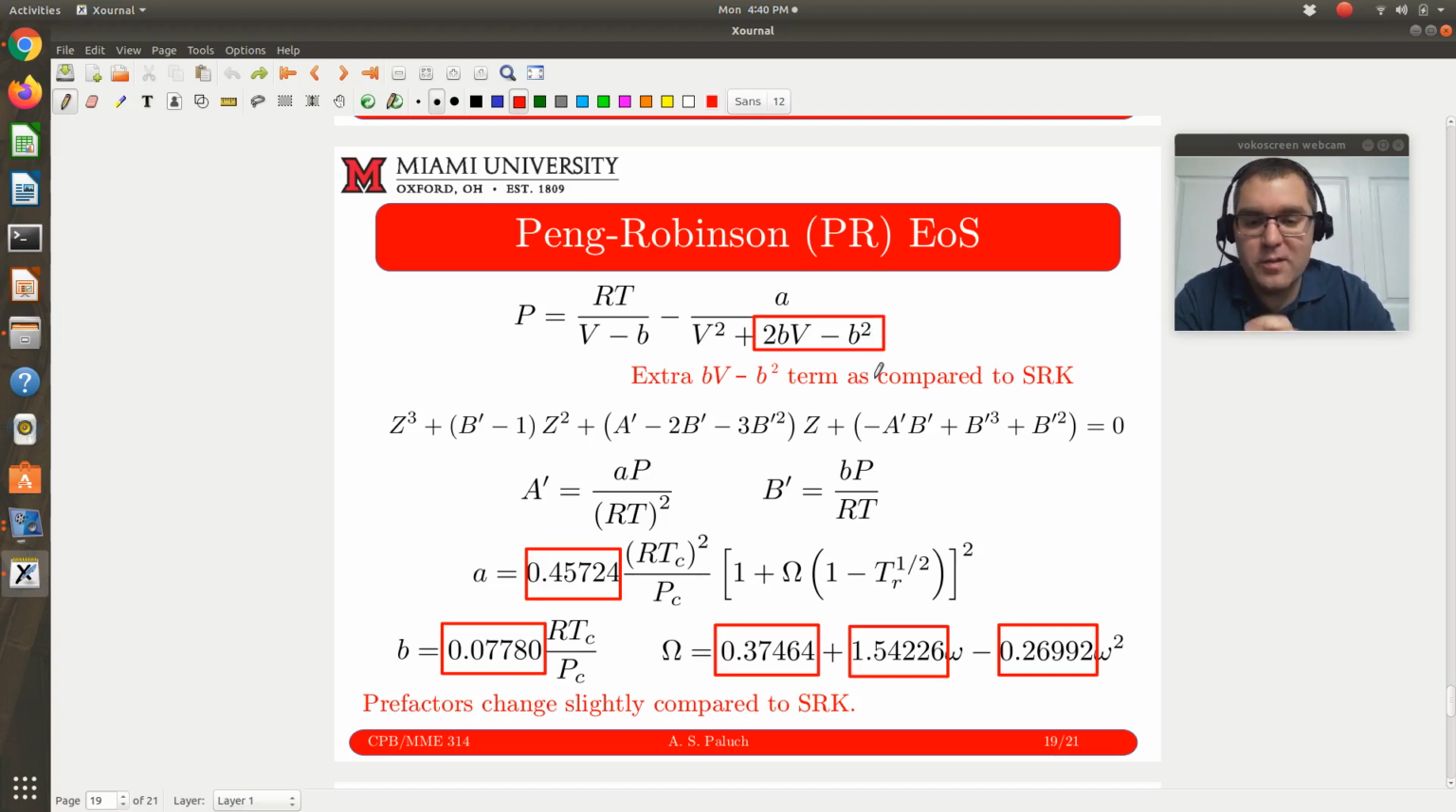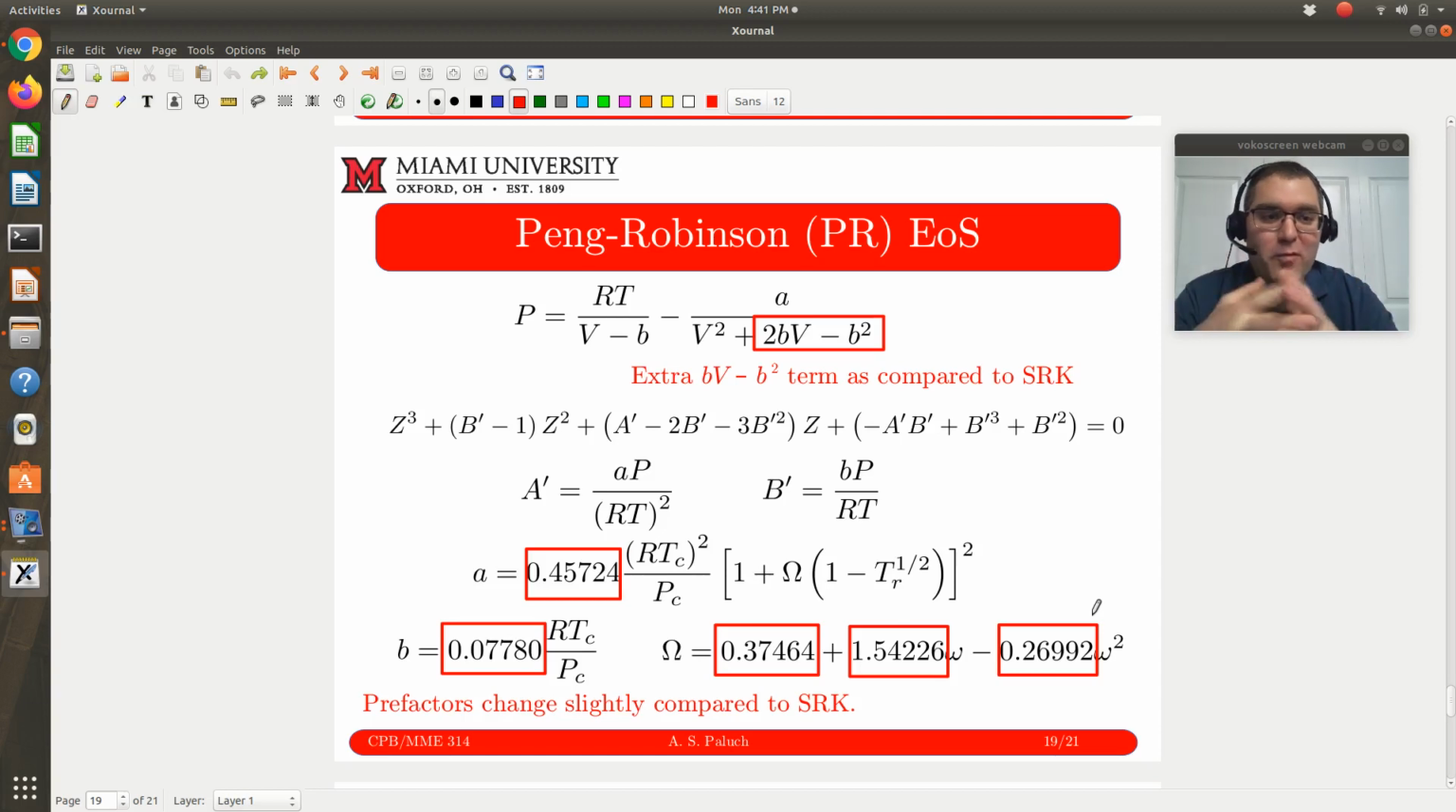Okay, you can go through the same exercise. You get an equation that's cubic in Z. Here's my same parameters A prime and B prime, but then you can solve for all of your model parameters in terms of your critical point, so critical properties, and acentric factor. Okay, so cool. All right, Peng-Robinson.